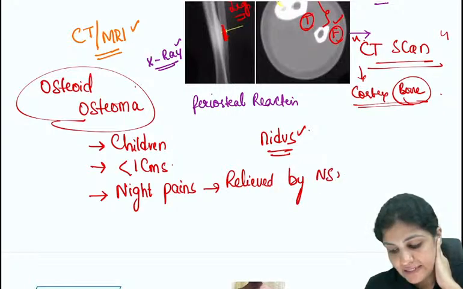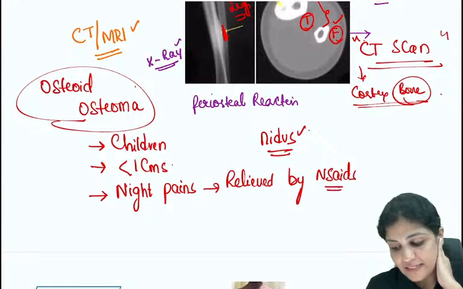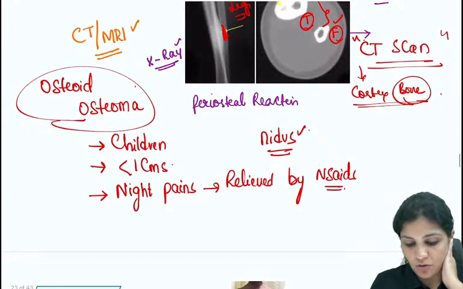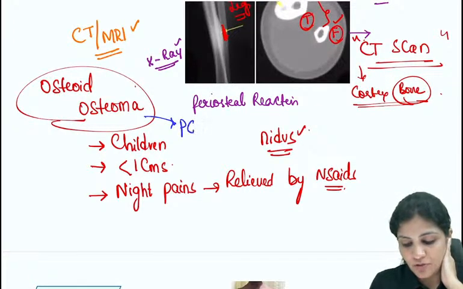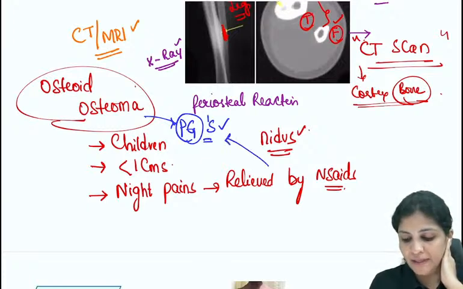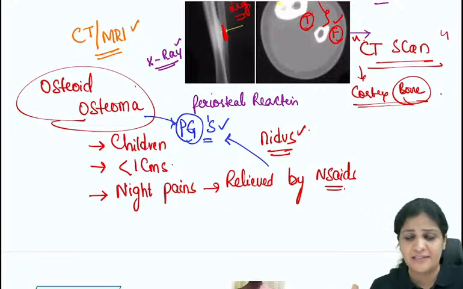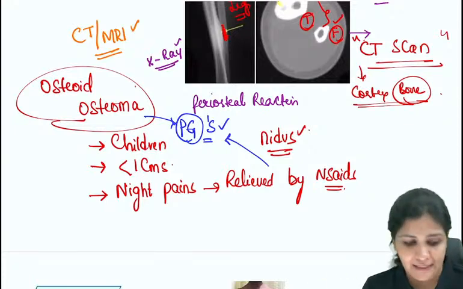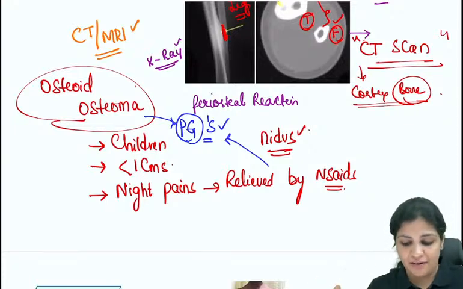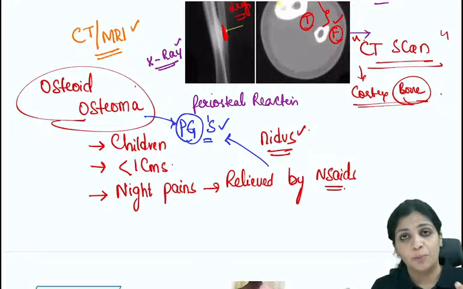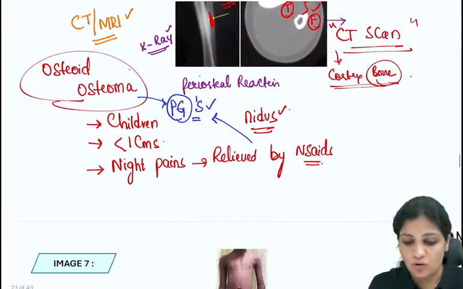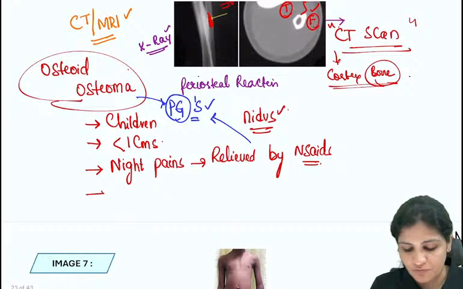giving NSAIDs. Why is it relieved by giving NSAIDs? Because this osteoid osteoma has a tendency to produce prostaglandins. These prostaglandins are suppressed by NSAIDs, because they are prostaglandin inhibitors, right? NSAIDs are anti-prostaglandins, so that is why the pain gets relieved, and this is also a therapeutic test for your osteoid osteoma. These are the important points which you have to remember.